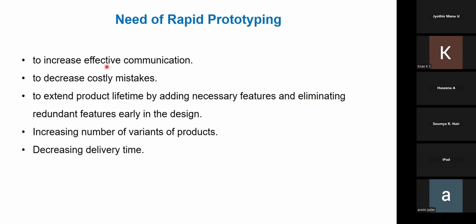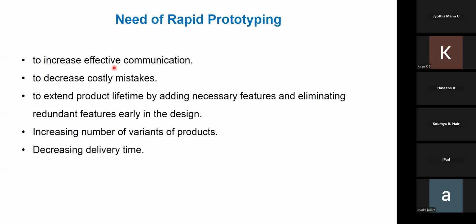First of all, to get a clear communication between the producer and the customer. Sometimes producer may talk about a cat, for example, but the customer may think about a tiger, right? So in order to eliminate this bad communication, you need some prototype to get a better clarity. So for that, these machines are very useful.